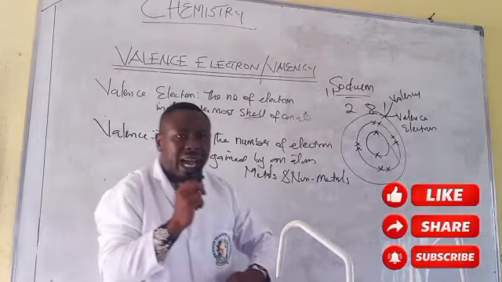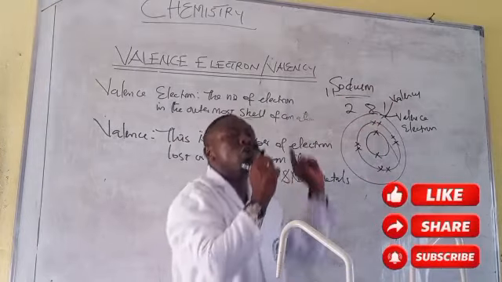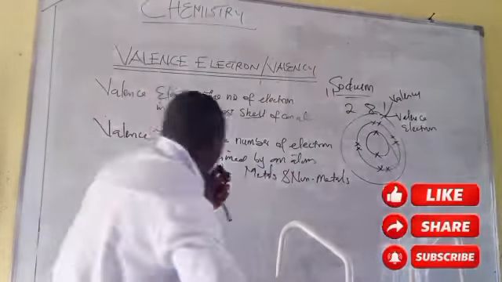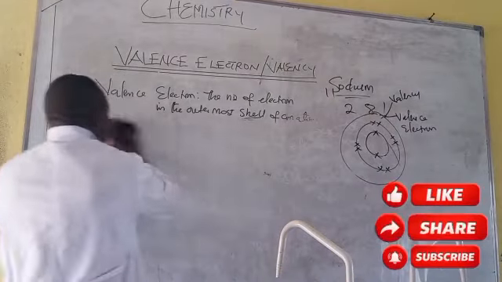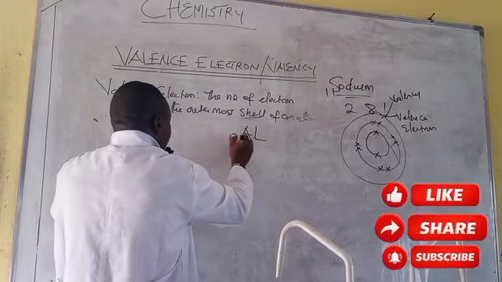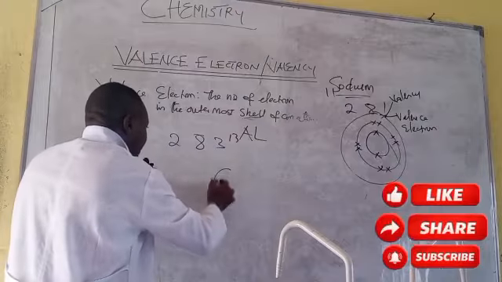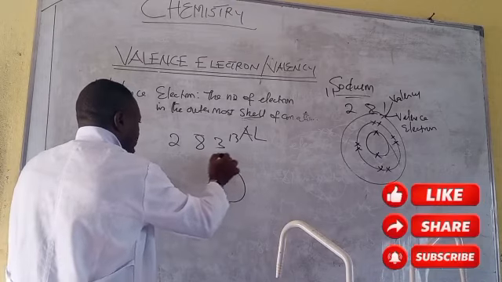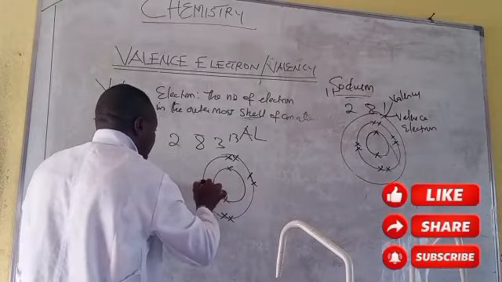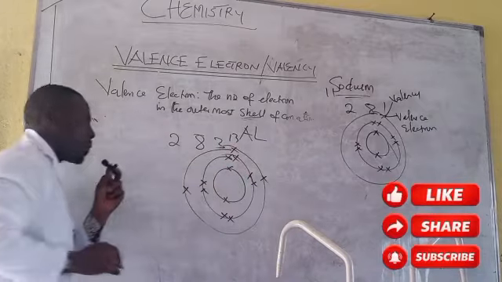So sodium is a metal. Since you've drawn the configuration of sodium and you have one electron in the outermost shell, it will lose that one electron. Now let me pick another metal, for example aluminium. Aluminium is Al and is 13. So we have 2, 8, 3. I will draw the first shell, the second shell, which is 8, and the third shell is 3.